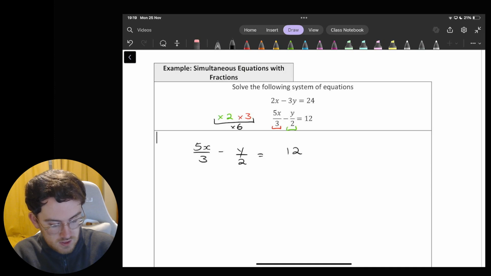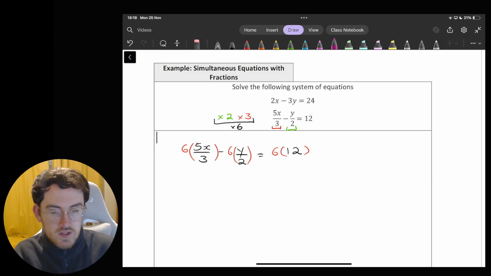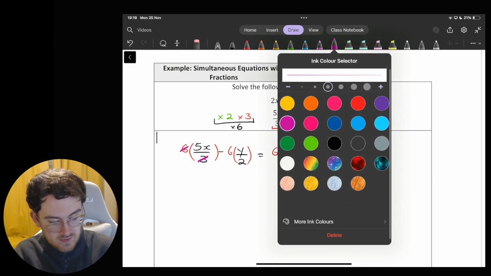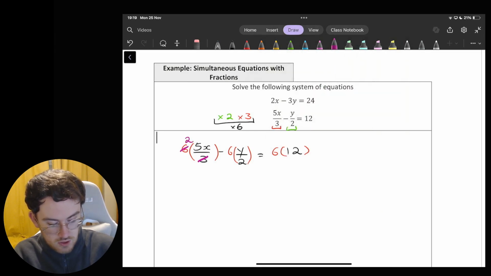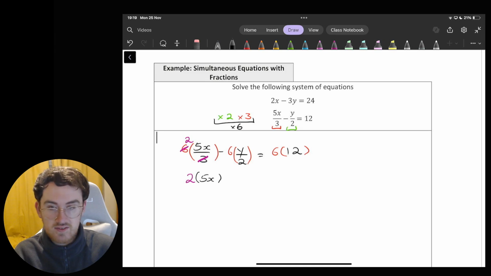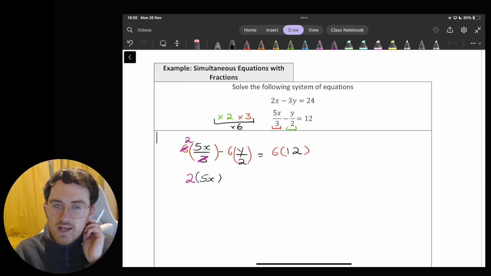Looking at this one here, we're going to multiply by 6 in every case. So 6 multiplied by 5x over 3. Because I am multiplying by 6 and then dividing by 3, that really breaks down to the same thing as multiplying by 2. So I'm going to reduce that down to multiplying by 2 times 5x. Going over that again, I'm multiplying by 6 but dividing by 3, and 6 divided by 3 is 2. So it's as if I multiplied it by 2.